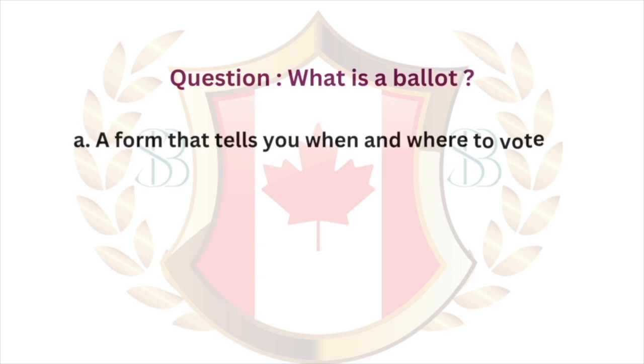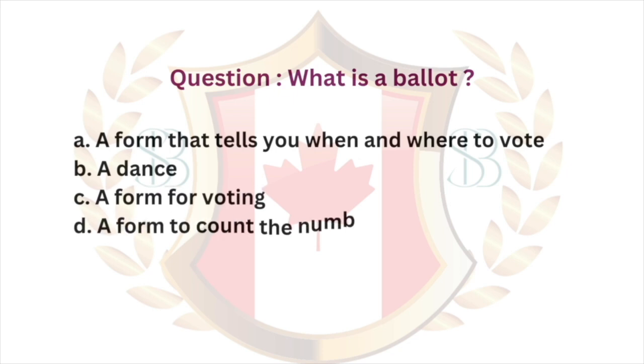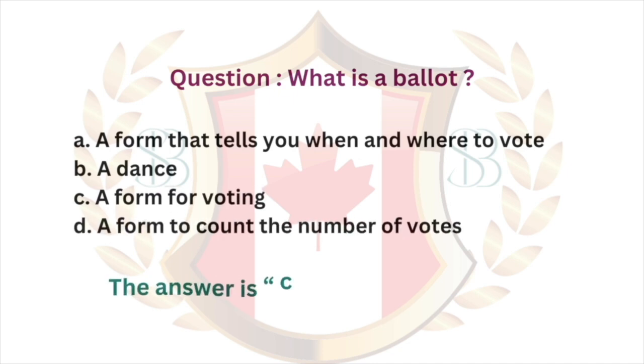Question: What is a ballot? A, a form that tells you when and where to vote. B, a dance. C, a form for voting. D, a form to count the number of votes. The answer is C, the form for voting.